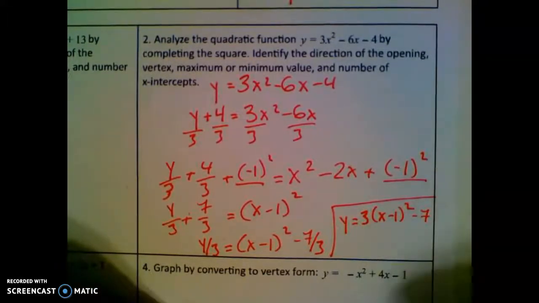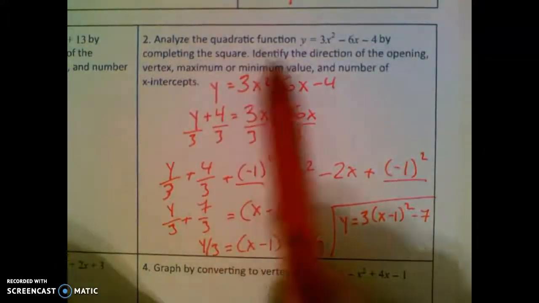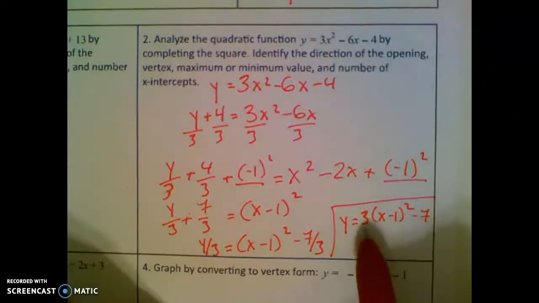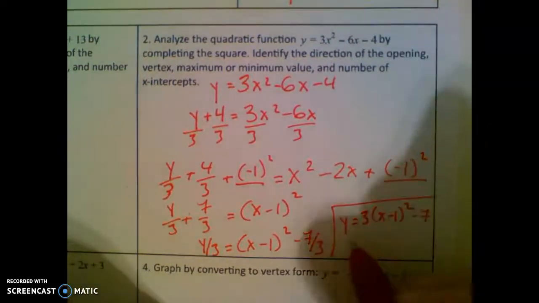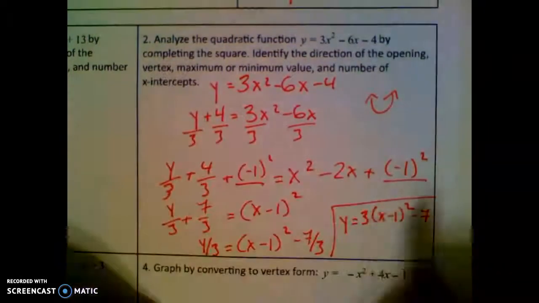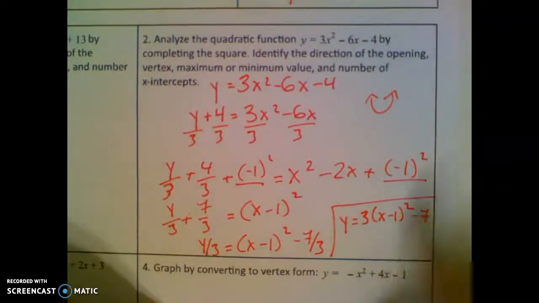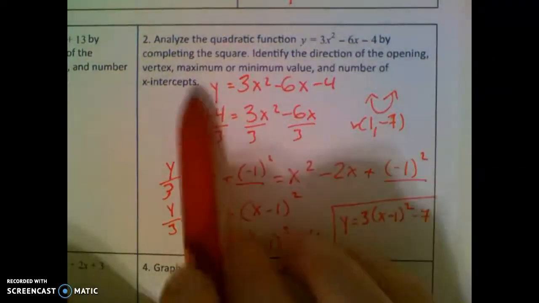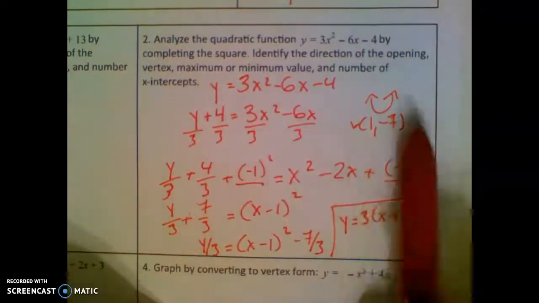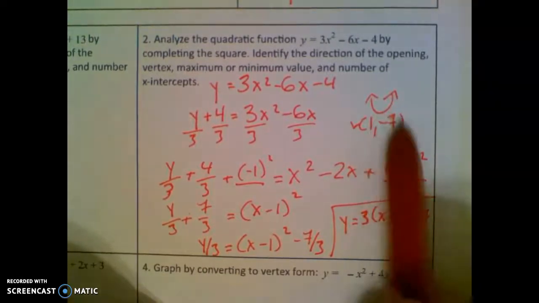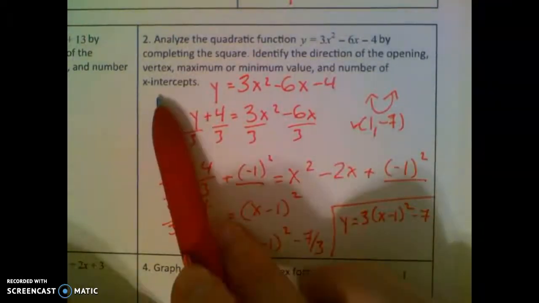Okay, so to answer the question, it said identify the direction of the opening. Well, that comes from the a value. If it's a positive, it's going to open upward, like this guy. Find the vertex. Well, the vertex is now at positive 1, negative 7. Identify the max or the min. Well, if that's opening upward, I know that it's going to have a minimum value, and that's going to be at negative 7.